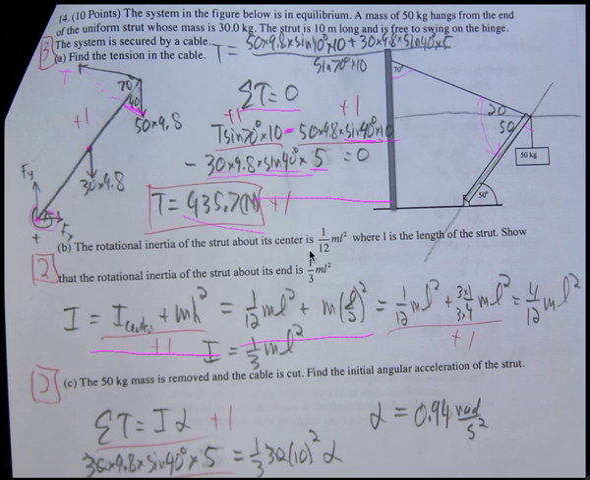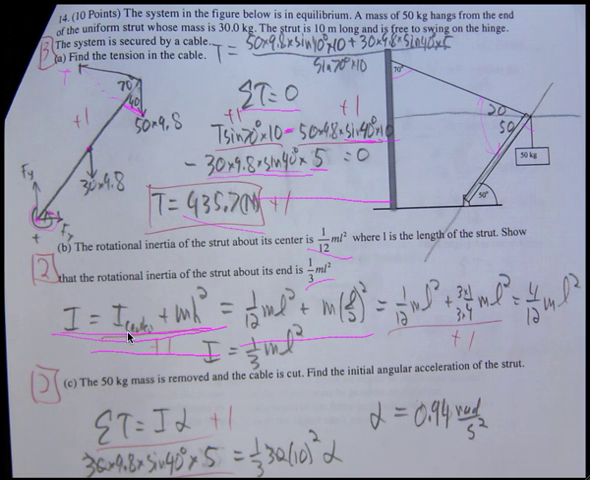We're told that the rotational inertia of the strut about its center is 1/12 ml squared. And we want to show that the rotational inertia about its end is 1/3 ml squared. We did this several times in class, and it's the parallel axis theorem. And you had to show me you're using the parallel axis theorem. If you just kind of jumped in somewhere toward the end, you probably only got 1 point. And so show me what you're up to, parallel axis theorem.